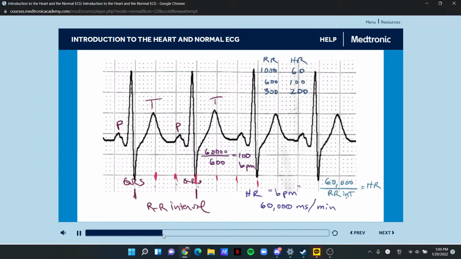But there's an easy way to estimate the rate on this ECG pretty simply. Milliseconds, line 60, and the next line 50 beats per minute. Well, now, does this make sense?